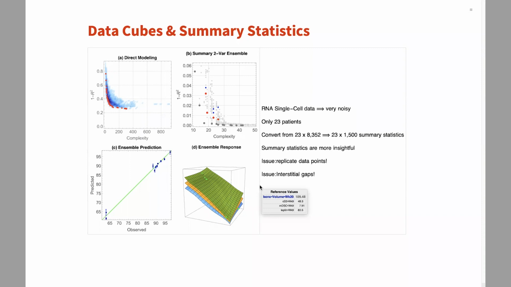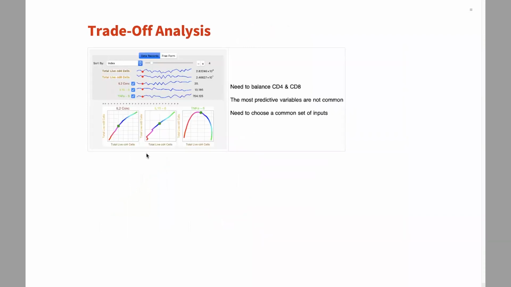Or we could do summary statistics on each group of patients, and maybe that tells us more. Does the spread, the interquartile range of a particular RNA matter? So we can actually get more insightful models. But this one's sort of neat because it winds up that there's a huge gap in the response region. And this is the problem with dealing with small data sets. So there are interstitial gaps.